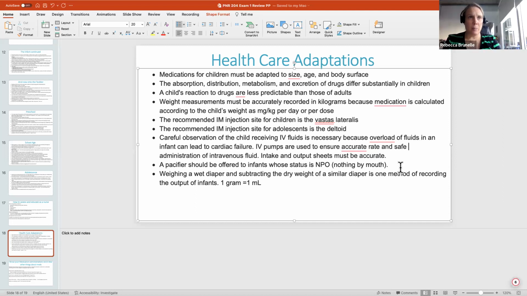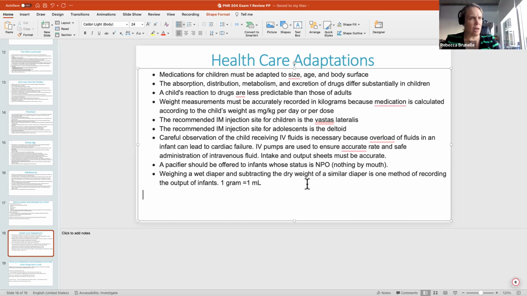Pacifier, this is getting back to the oral stage of development. They get a lot of comfort from the pacifier. So sucking on a pacifier helps them calm down. So even if they're NPO because they're going to have surgery or something like that, they still need to have access to a pacifier to help calm them down.